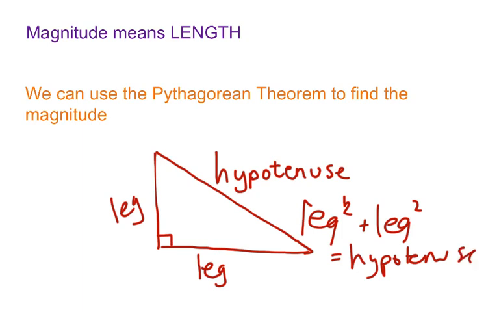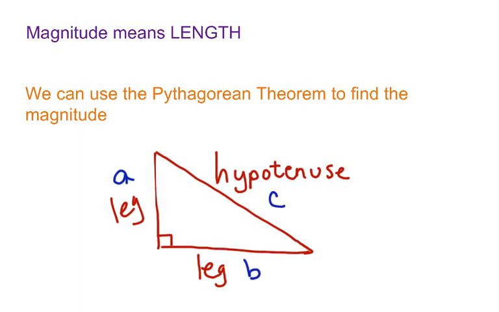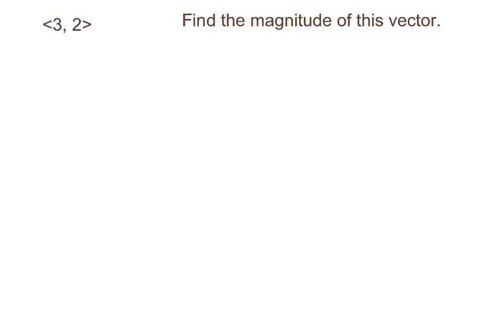And so you need to make sure that you understand that the legs are the two sides that make the 90-degree angle. The hypotenuse is the side that is opposite. So in other words, we would often see that called a squared plus b squared equals c squared, where c is the hypotenuse of a right triangle.